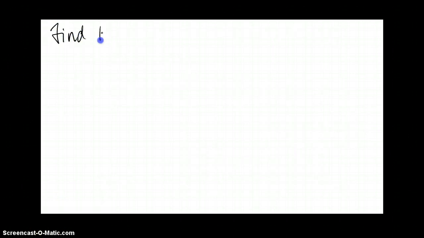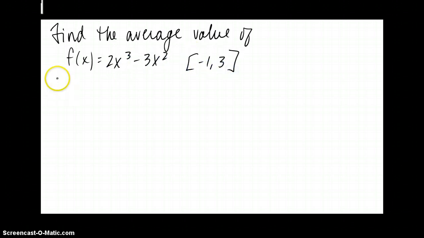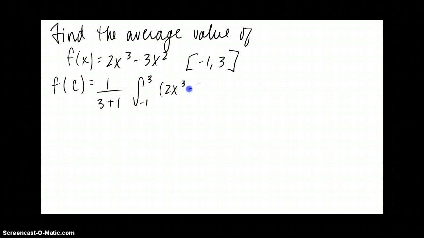Alright, let's do a couple more examples. And this is just another application of the definite integral. Find the average value of 2x cubed minus 3x squared on the interval from -1 to 3. So average value, 1 over b minus a times the integral from a to b of the function.